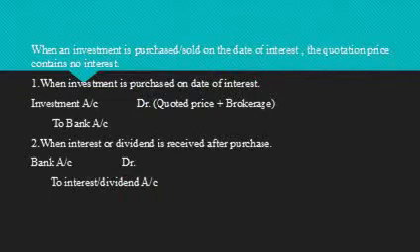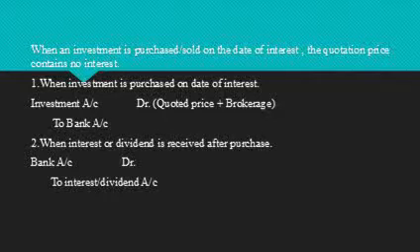When an investment is purchased or sold on the date of interest and the quotation price contains no interest, in such a situation the journal entries are normal. That is, when you buy an investment, the journal entry will be investment account debited to bank account with the quoted price plus the brokerage. Brokerage is the commission paid to the agent. And when the interest or dividend is received after the purchase, we write the journal entry: bank account debited to interest or dividend.